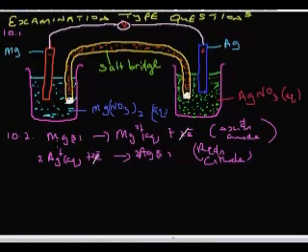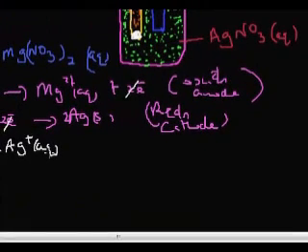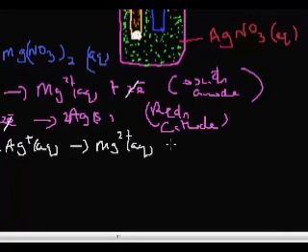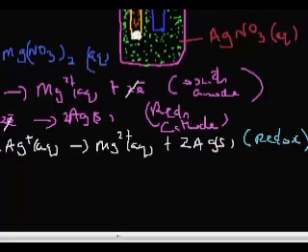And what are we going to be left with? We are going to add our reactions now. We are going to have our magnesium solid plus our two silver aqueous ions giving us magnesium 2 plus aqueous ion plus 2 silver solid. This is a redox reaction, that is, we have both oxidation and reduction taking place there. So that is our overall reaction.